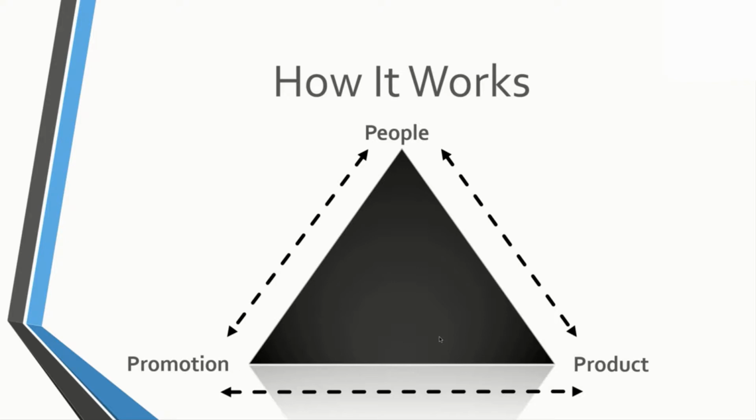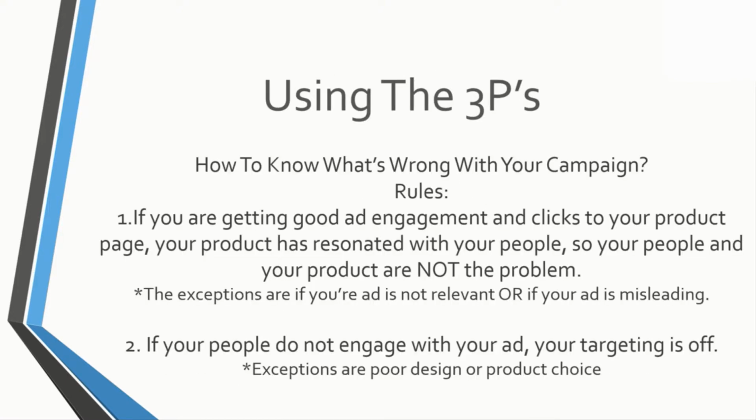Okay, so let me go ahead and show you some rules to make sure that this makes some real sense for you guys. Then I want to let you have the rules so that you can take that away and learn from it and actually apply these things. Okay, so using the 3 Ps, how to know what's wrong with your campaign. This is how you're going to use the 3 Ps. There's 2 rules right here and I have another page of rules. So there's only, like I said, just a couple rules that you're going to use, just a few rules that you're going to use, and it's very simple.